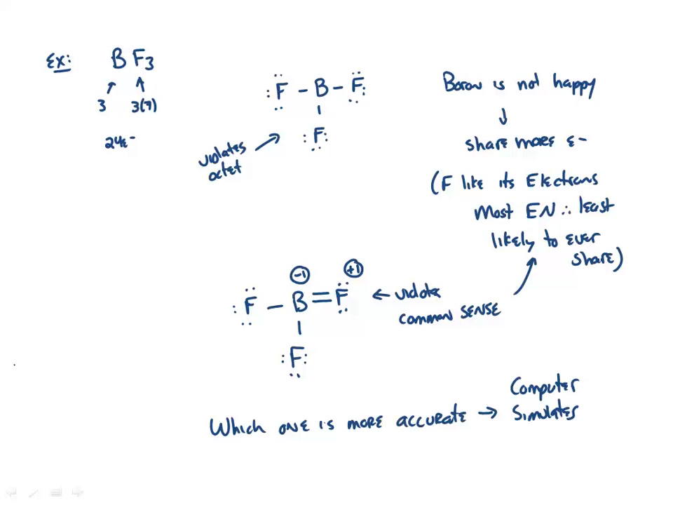And it turns out that in real life, we pretty much don't see either one, but you will occasionally see a BF4 minus anion, which allows us to complete our octets and make everyone happy and still not have fluorine with a positive charge. So again, some gray area.